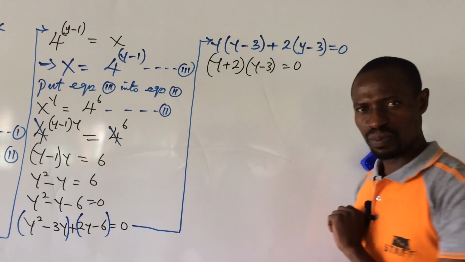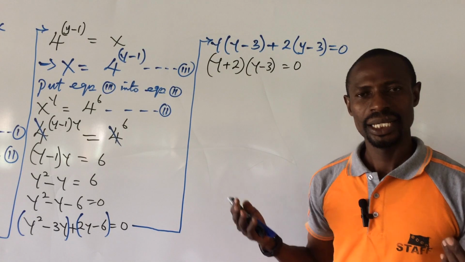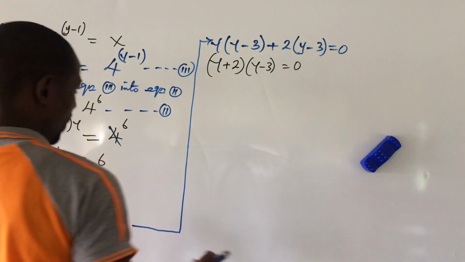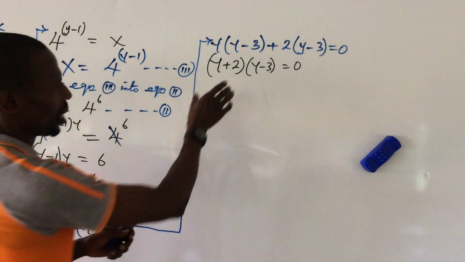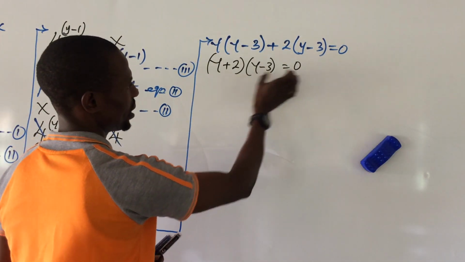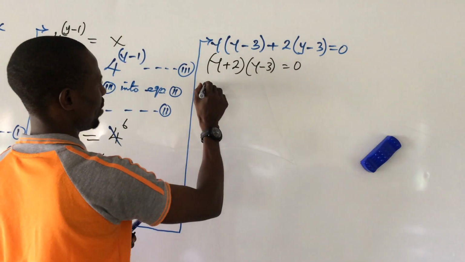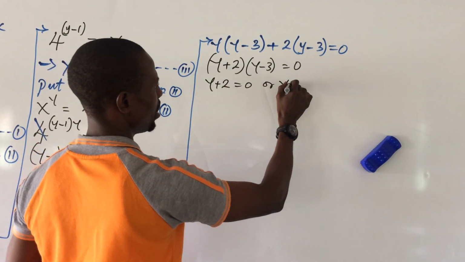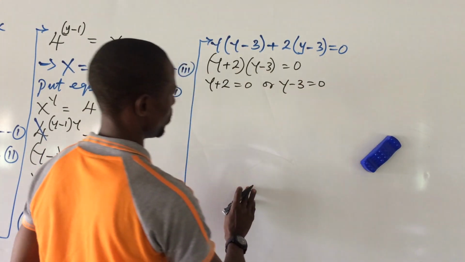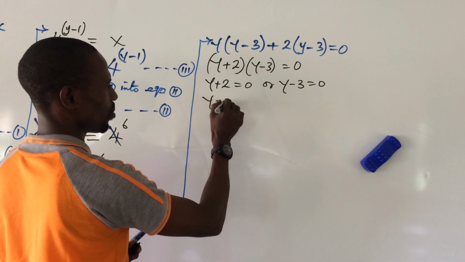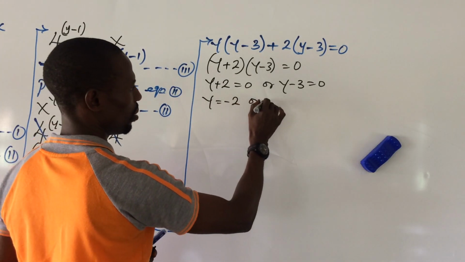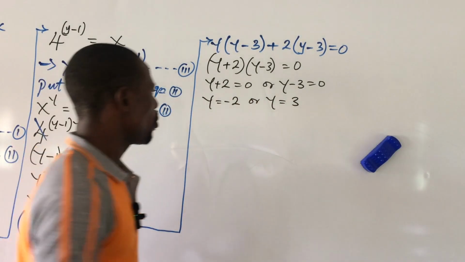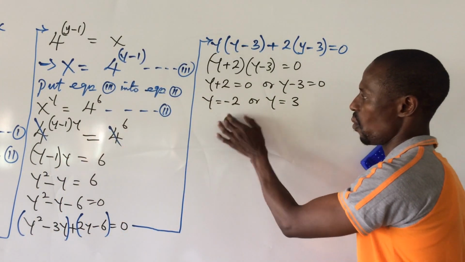At this point in time, we apply the zero product property. If we apply the zero product property, we equate this to 0, and equate this to 0. Automatically, we will have y plus 2 equal to 0 or y minus 3 equal to 0. Therefore, we now have y equal to minus 2 or y equal to positive 3. We've gotten the values for our y now.